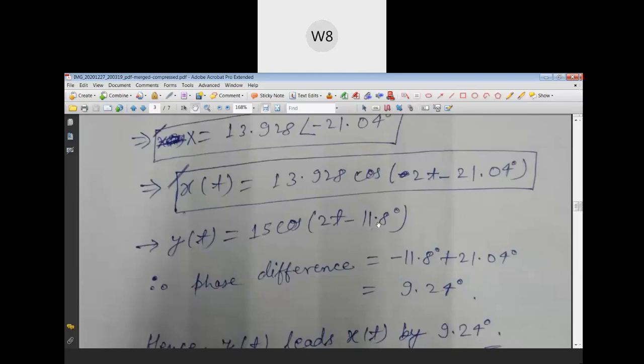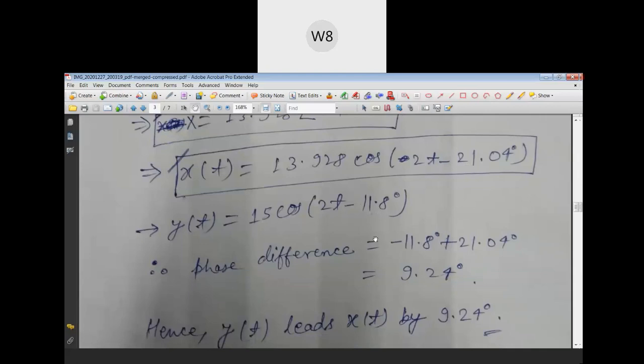So you can see that yt will be ahead of xt at any given moment of time, and the difference you can find out by subtracting minus 21 from minus 11.8, which turns out to be 9.24 degrees. So here also, if you plot them on a circular plane, then you will see that xt is lagging. It is behind yt, and that is why yt leads xt, and the amount is 9.24 degrees.